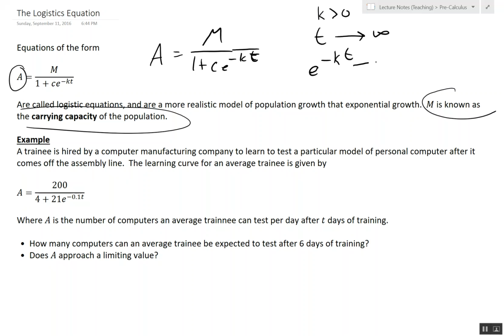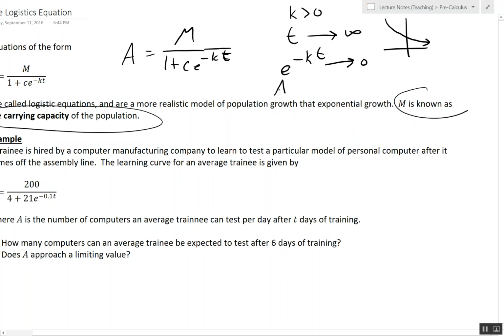So this is always going to go to 0, because our picture is going to look like this. And since this is going to 0, notice that A is going to approach m over 1, since this part of the denominator is going to 0. And so when we get to t at infinity, A is just going to equal m. This is why it's known as the limiting population, because the population can only grow up to that point.